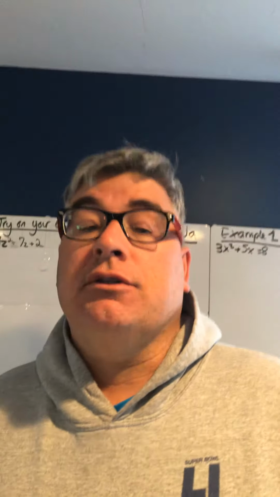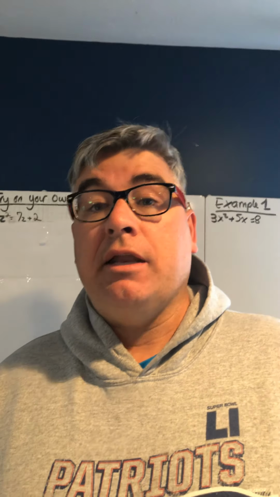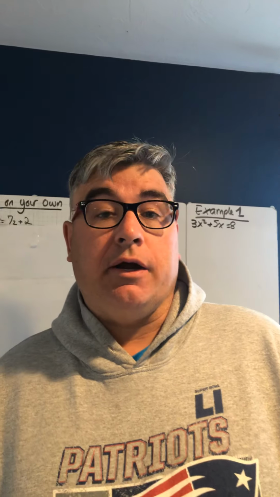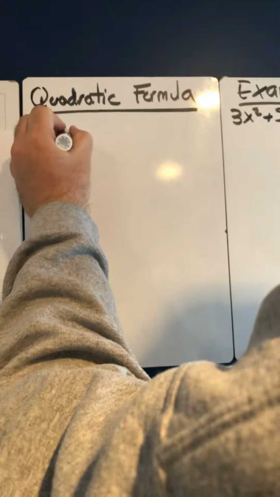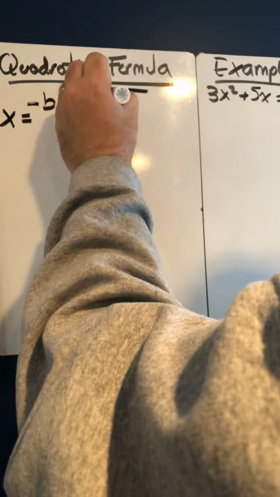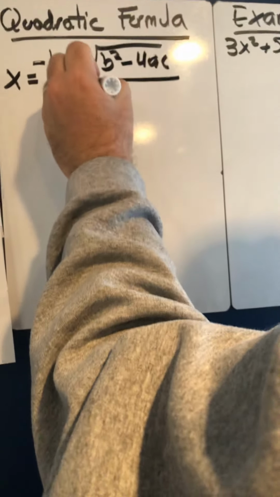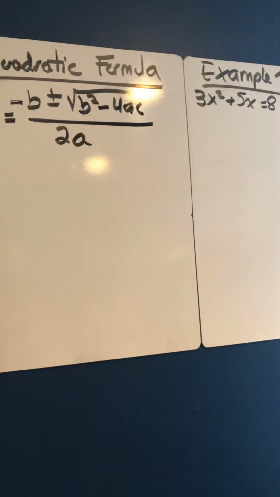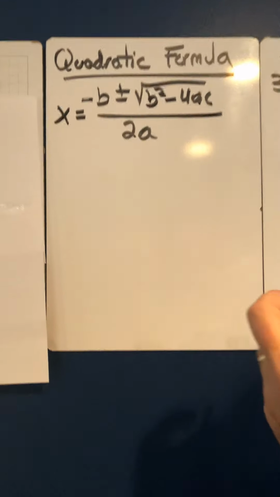So the last strategy is called the quadratic formula, and it's really popular, and it works on any equation, like completing the square. So I'll show you how to do one right now. The quadratic formula is a pretty intense formula. It's x equals negative b plus or minus the square root of b squared minus 4ac, and the whole thing is divided by 2a.